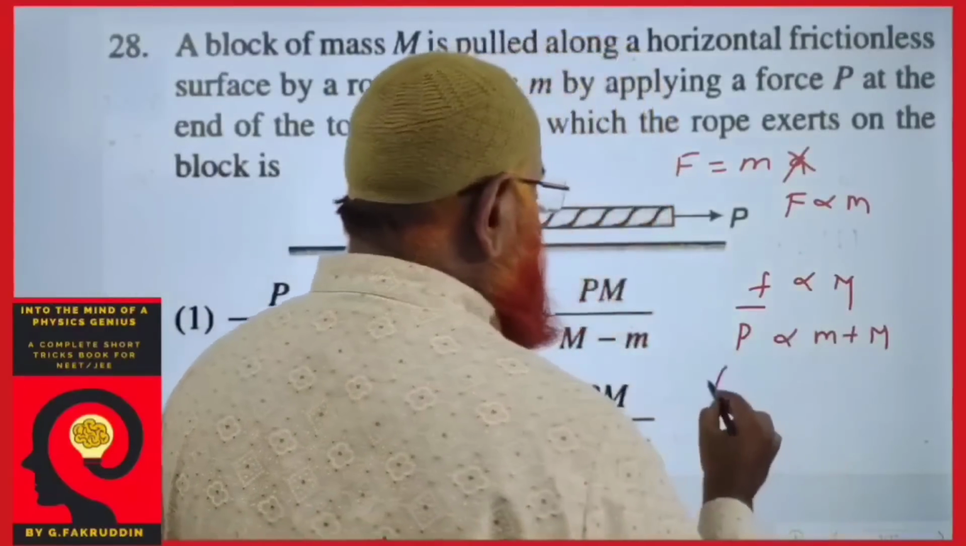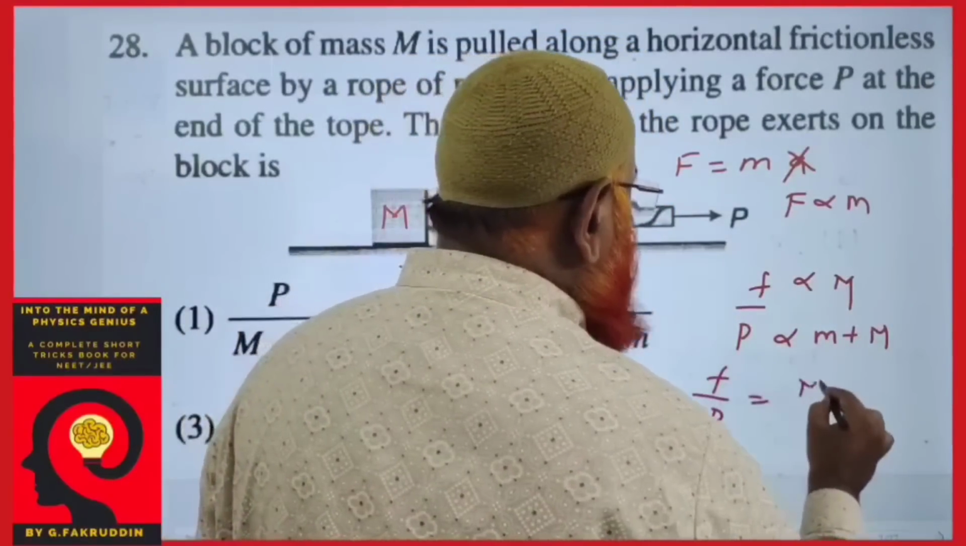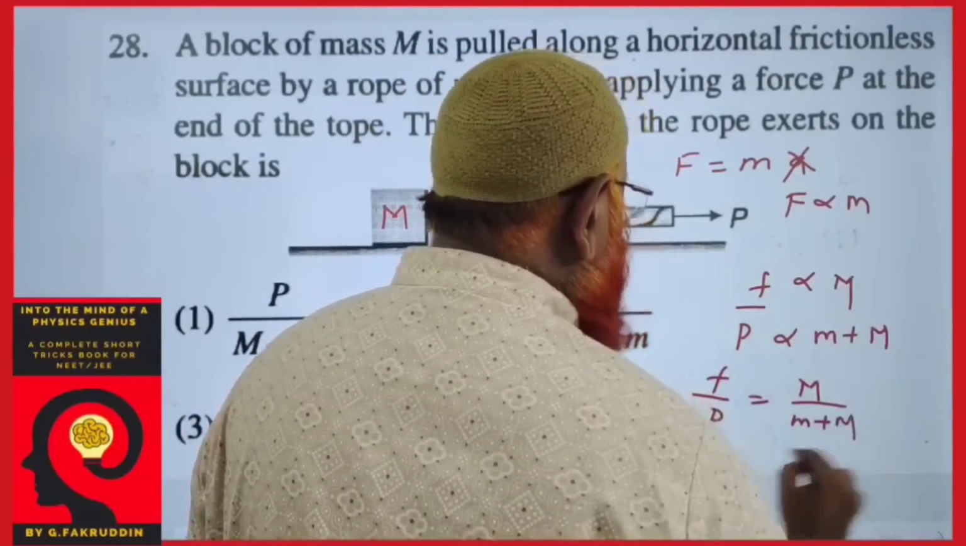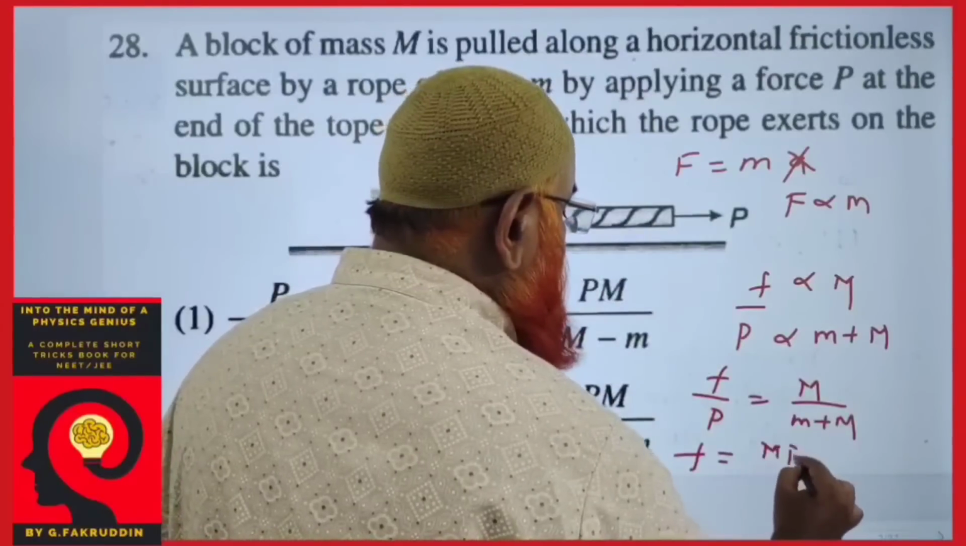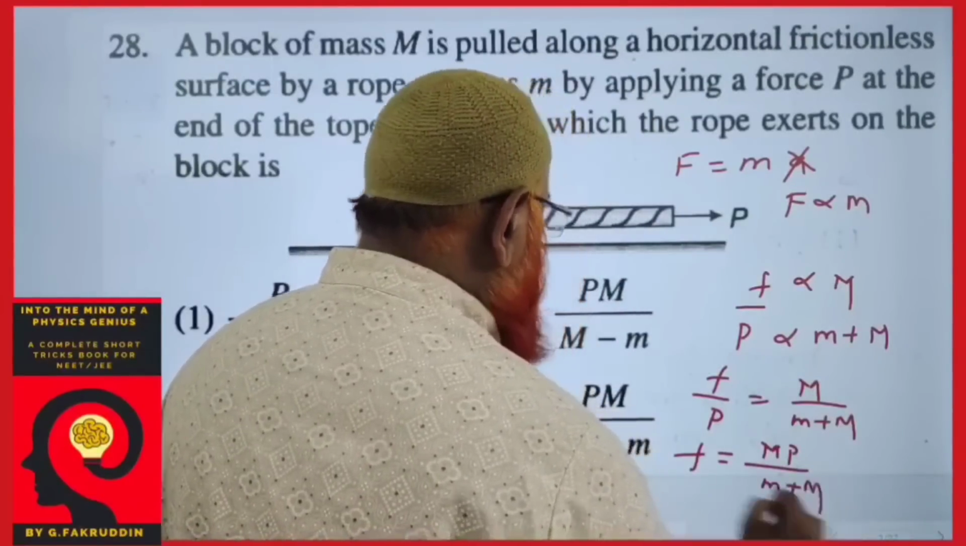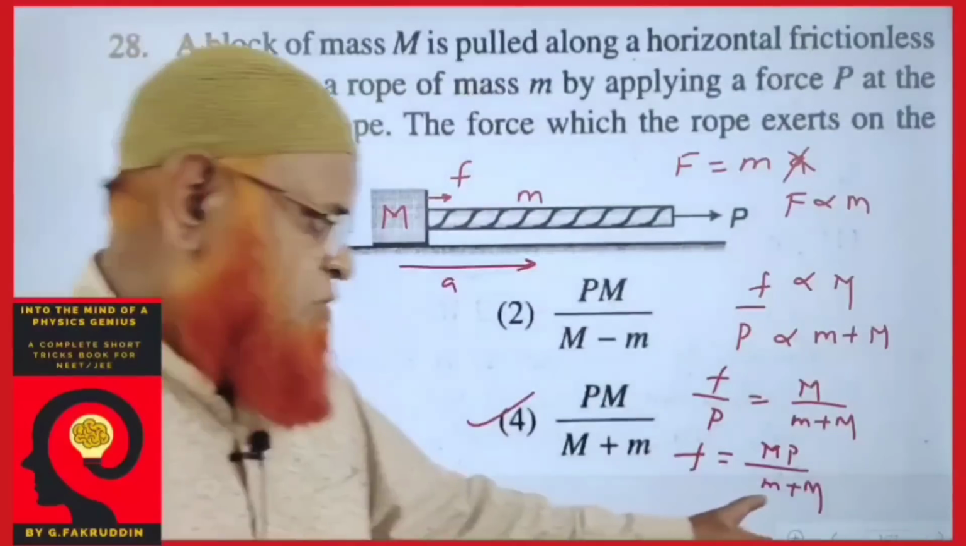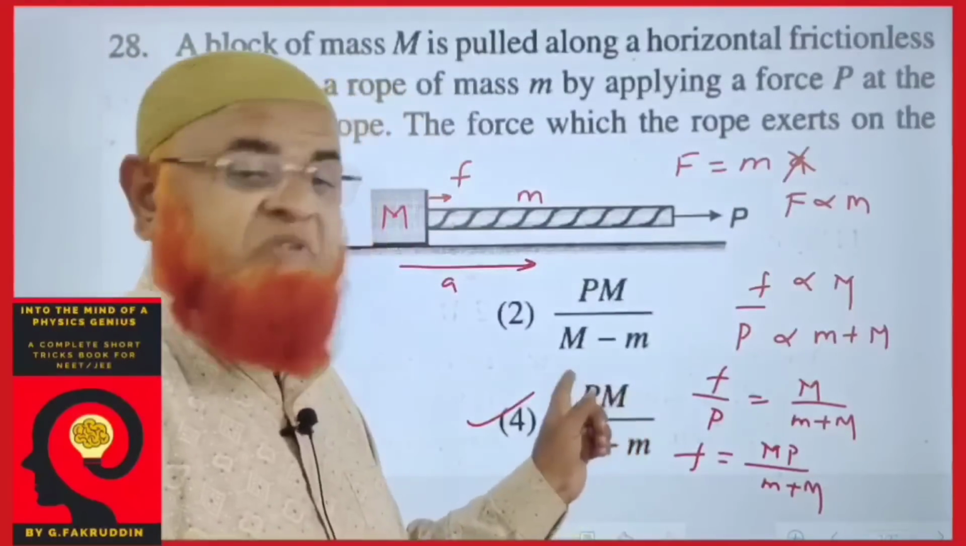So we can divide these: F by P is equal to capital M by small m plus capital M. So F is equal to M into P by small m plus capital M. Therefore, PM by small m plus capital M is going to be the answer. Capital M should be there. That's it.